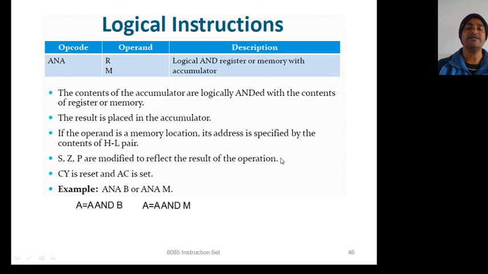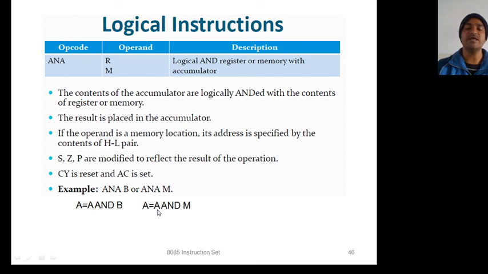And it modifies, this is very important, the sign flag, zero flag, and parity flag. And the carry flag will always be reset. And the auxiliary carry flag will always be set in case of the AND operation. Okay, ANA B means A equals A AND B.